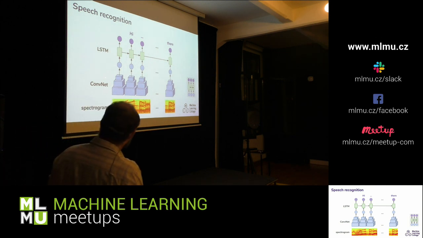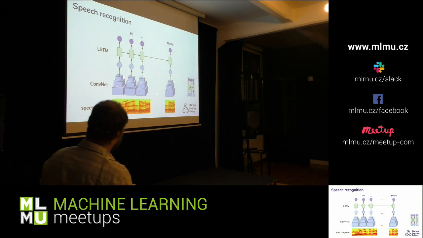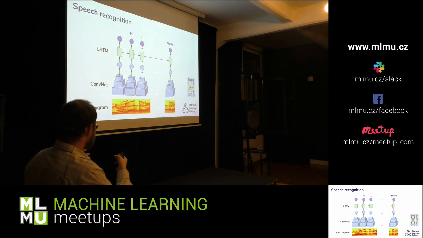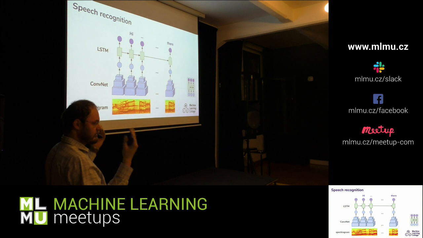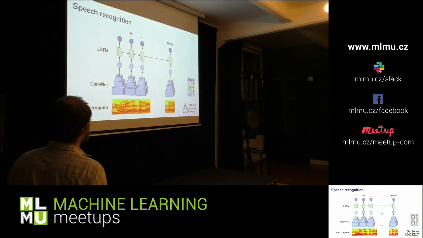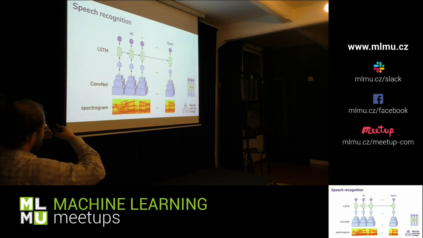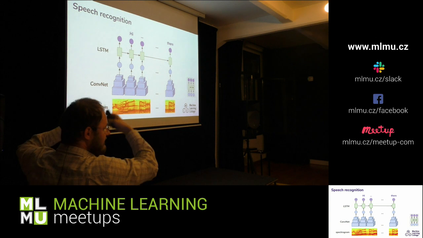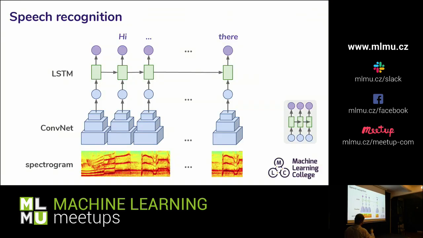Also, you can replace this part with something different. So for sound, you can use something like a gammatone filter bank, which is known to actually work. So the LSTM, this temporal part, usually sits on top and gives it that temporal notion.